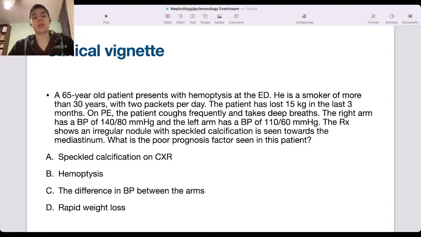The last two discuss rapid weight loss and the difference in blood pressure. Rapid weight loss is seen in advanced stages due to release of IL-6, a cytokine that leads to metabolic overdrive and losing weight. Now, the difference in blood pressure has to pique our ears a little bit because the patient has no history of a congenital disease. The difference in BP here cannot be explained by a coarctation of the aorta, as it would have been mentioned as part of his history.